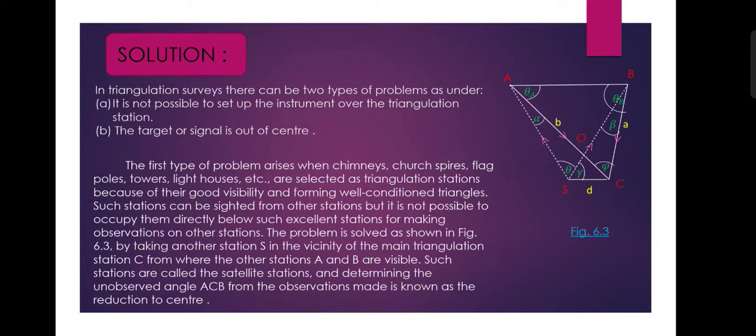Solution: in triangulation surveys, there can be two types of problems as under. A. It is not possible to set up the instrument over the triangulation station. B. The target or signal is out of center.